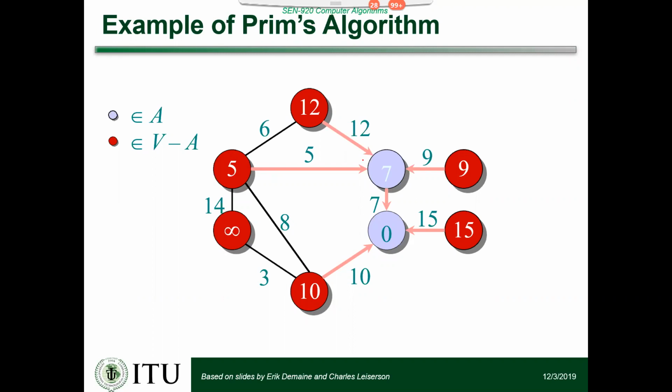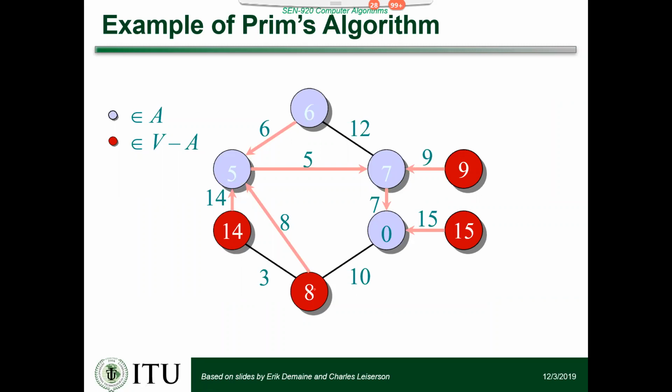In the next iteration, we're going to pick the one with the smallest key, which is 5. So 5 will be added into A. Now again, this edge will become a new cross edge, and this edge will become a new cross edge, so we update the corresponding vertex keys. You see this becomes 6 and 14. Then next you pick 6 to add, and no new cross edges. Therefore, there's no vertex key update.